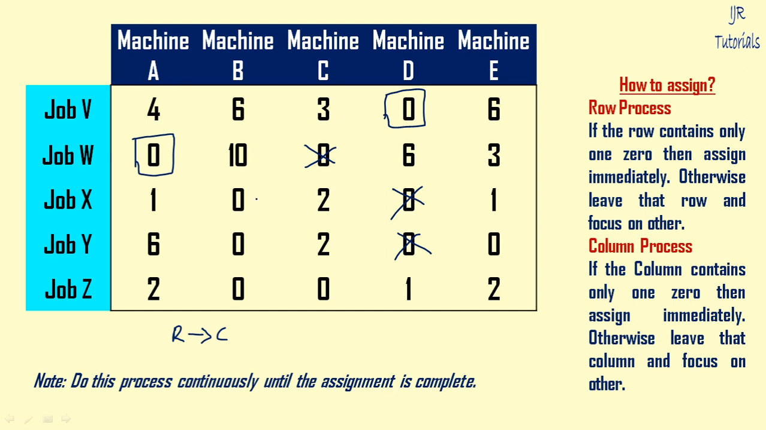And second one, machine B, there are three zeros. And see this column process here: if one zero, then assign immediately. Otherwise, leave that column and focus on other. So based on this, machine B is already having three zeros. That's the reason leave that one.